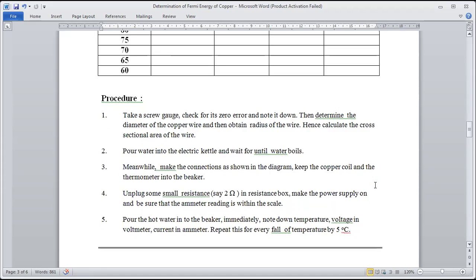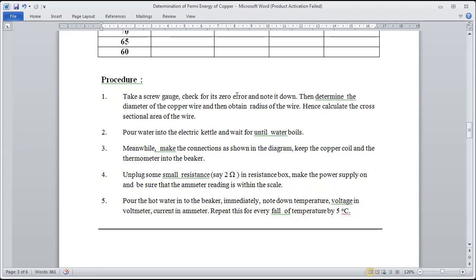So, procedure. Take a screw gauge. The first step is to check it for zero error. There may be positive error or negative error. Determine it and note it down. Then determine the diameter of the copper wire and obtain the radius of the wire. Hence, calculate the cross-section area of the wire.